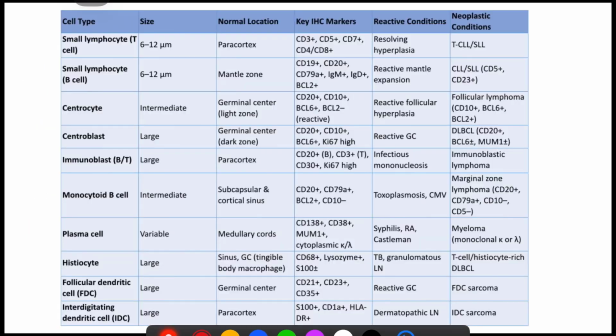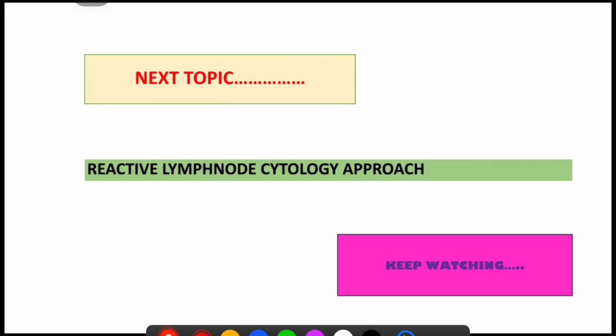So this is about lymph node cell cytology, and in the next video we will see the reactive lymph node cytology approach in detail for different types of diseases.